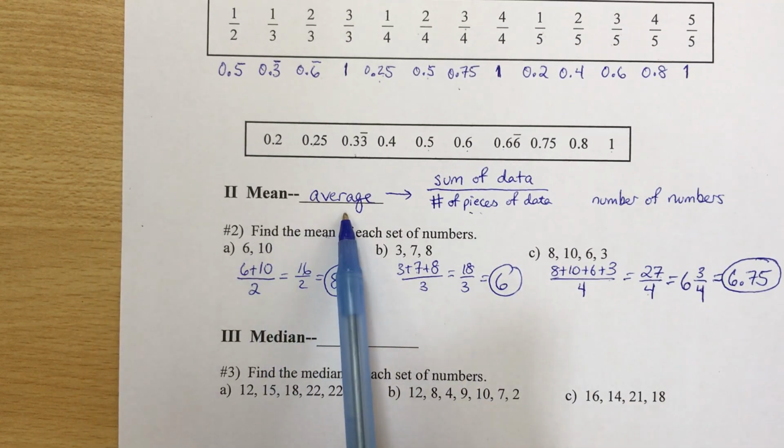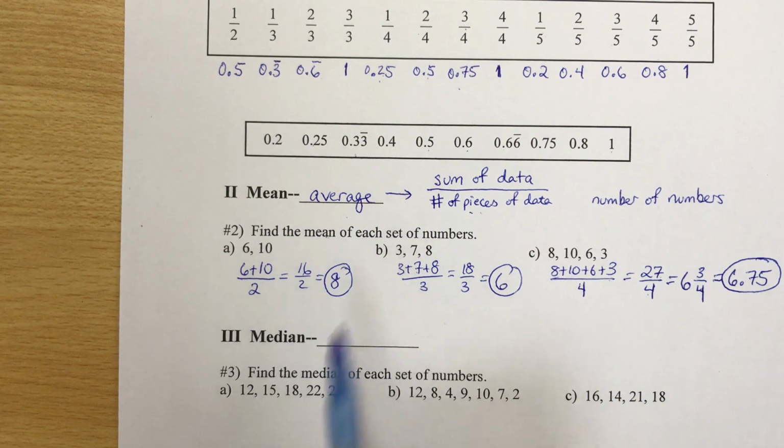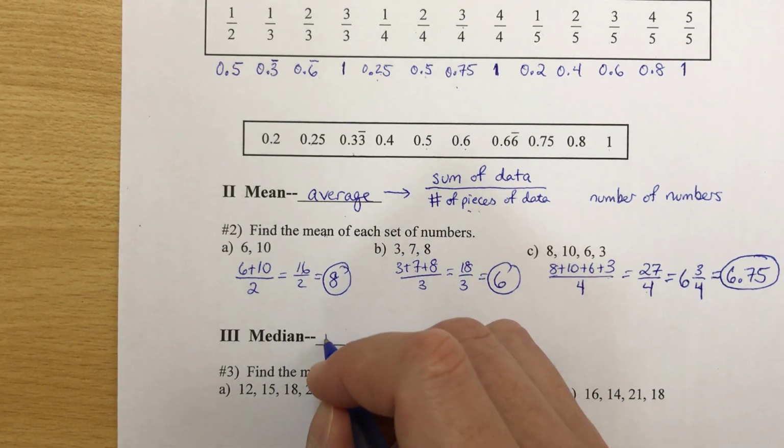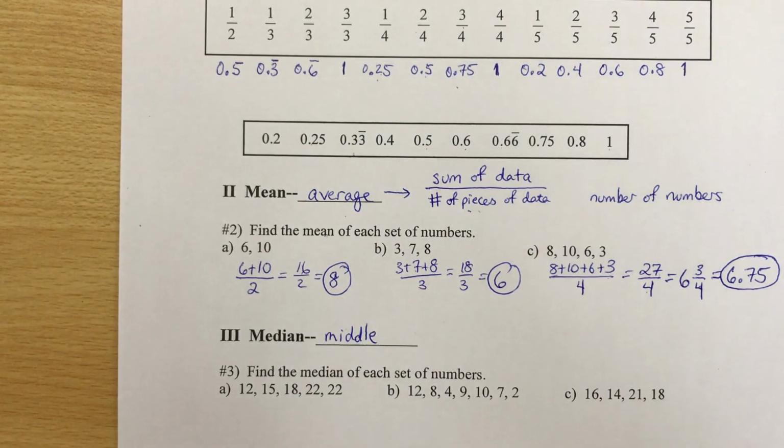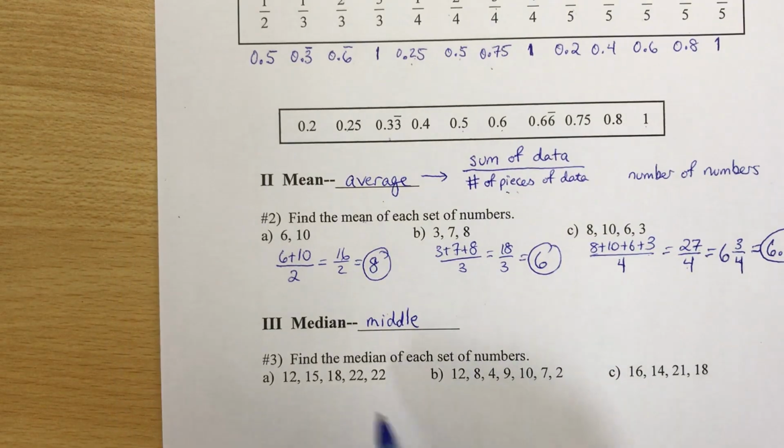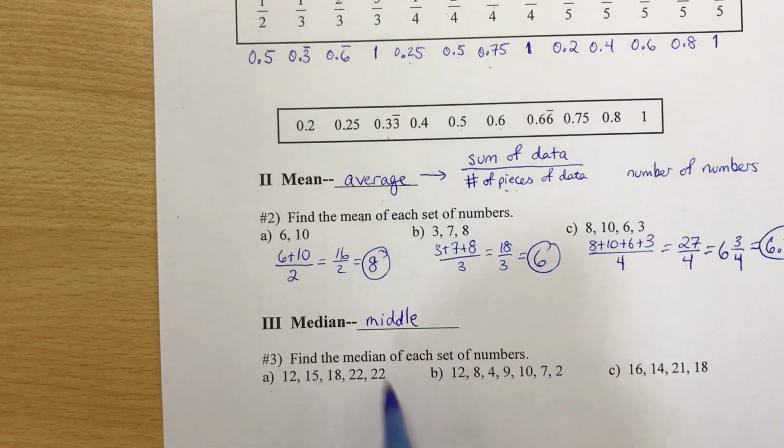So the mean is what we call the average of the numbers. The median is the middle. Median sounds like the word middle. Which number is in the middle? So in number 3 here, we have 3 more examples, A, B, C, and it says find the median of each set of numbers.